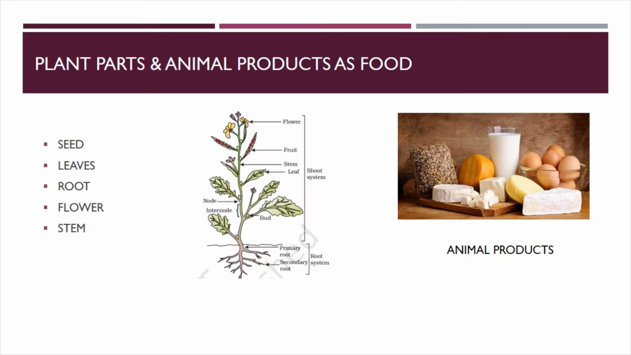Sometimes plants give more than one ingredient. Example, mustard seeds give oil, whereas mustard leaves are used as vegetables. Animal products like milk, cheese, butter, yogurt, curd are used as dairy products, whereas animals like cow, goat and chickens are used as meat.